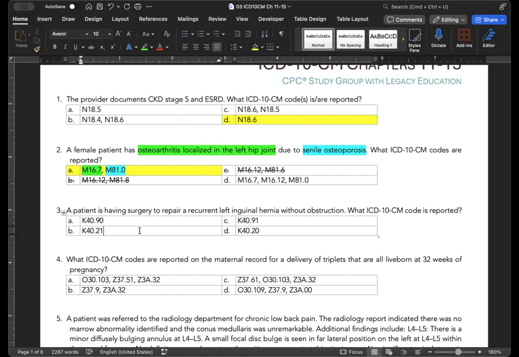So K40.20 and K40.21 state that they're bilateral, but here we only have left. So we want to rule out the 20 and 21. Then let's go to K40.90 and 91. They're both, again, unilateral, so that gives us what we need because it's left. And then it's without obstruction or gangrene, and it is specified as recurrent. So we want to use K40.91. Okay. Any questions on that one?